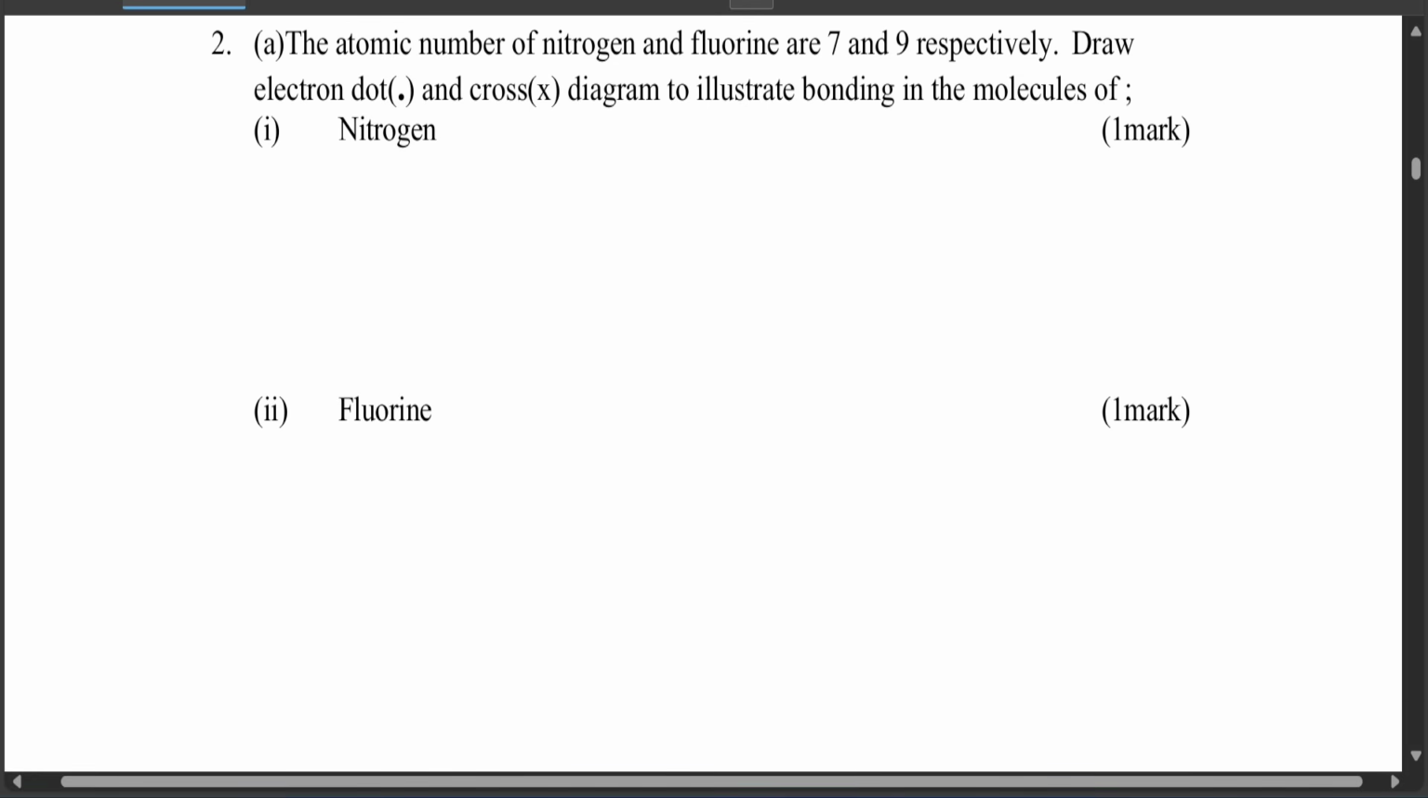Now for question 2. The atomic numbers of nitrogen and fluorine are 7 and 9 respectively. Draw, using electron dot and cross diagrams, to illustrate bonding in the molecule of nitrogen. Now let's write the electronic configuration of nitrogen.